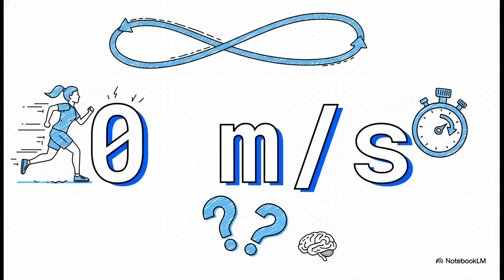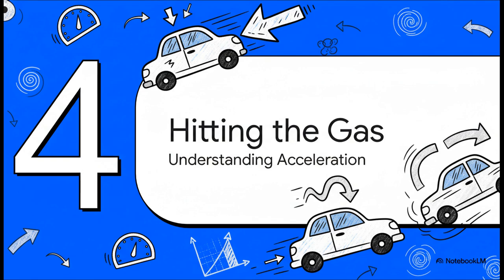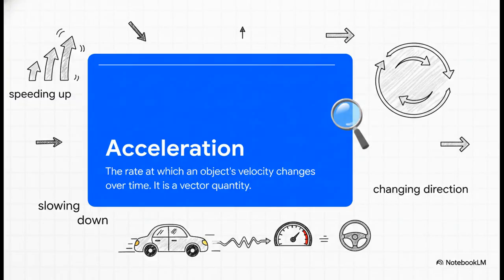How wild is that? So we know things can move with a certain velocity. But what happens when that velocity changes? What do we call it when you hit the gas, slam on the brakes, or even just take a turn? That, my friends, is where acceleration comes in. At its core, acceleration is just any change in velocity. And since velocity is a vector, meaning it has both speed and direction, you can actually accelerate in 3 different ways. You can speed up, you can slow down, or you can just change the direction you're going.